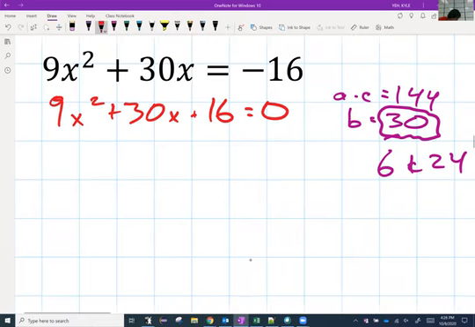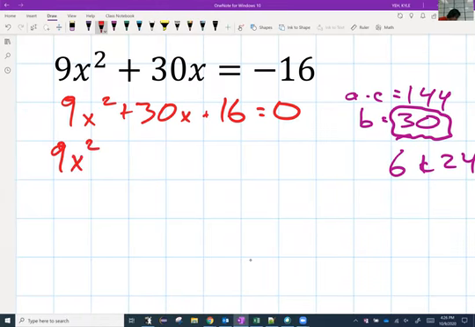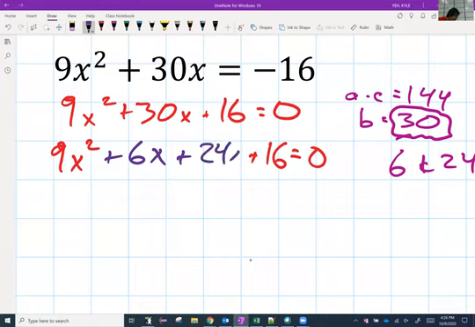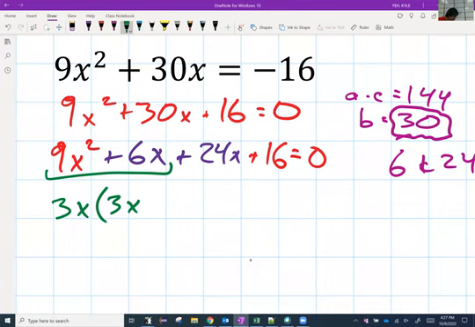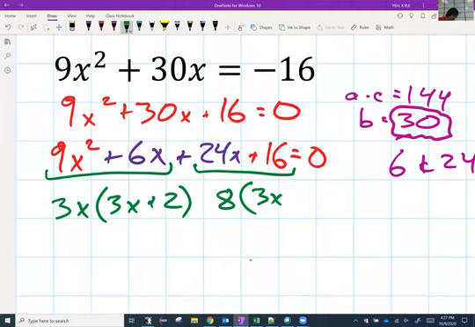So that means I'm looking at 9x squared plus 16 equals 0, plus 6x, breaking up that middle term, plus 24x. So let's see what we got. Let's group. 9x squared plus 6x, I can pull out a 3x, leaving me with 3x plus 2. 24x plus 16, I can pull out a positive 8, leaving me with 3x plus 2.